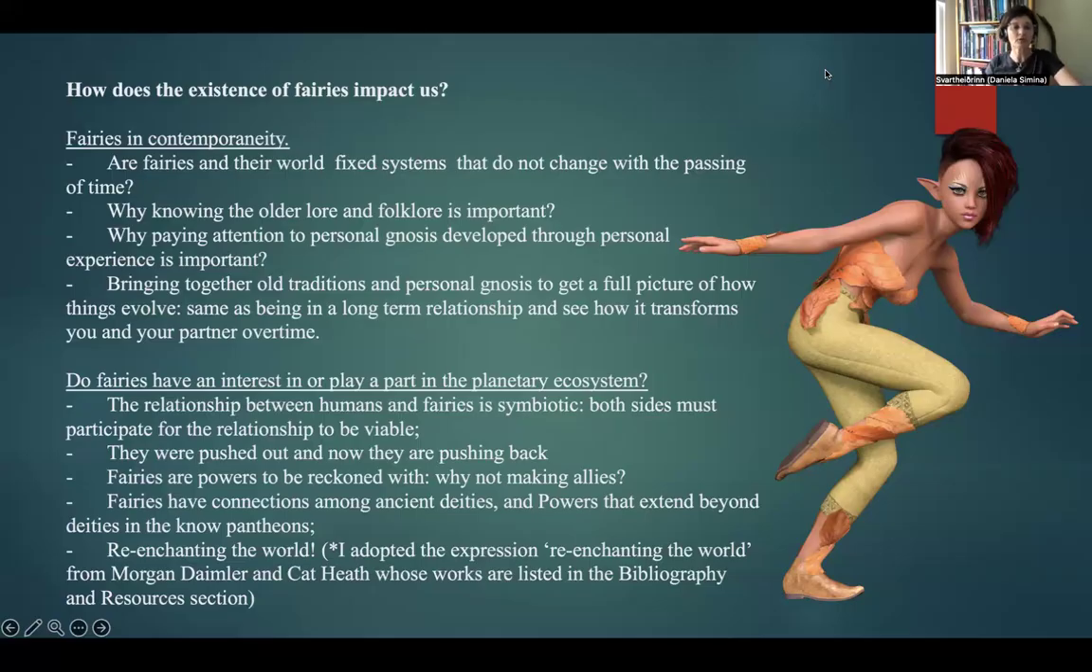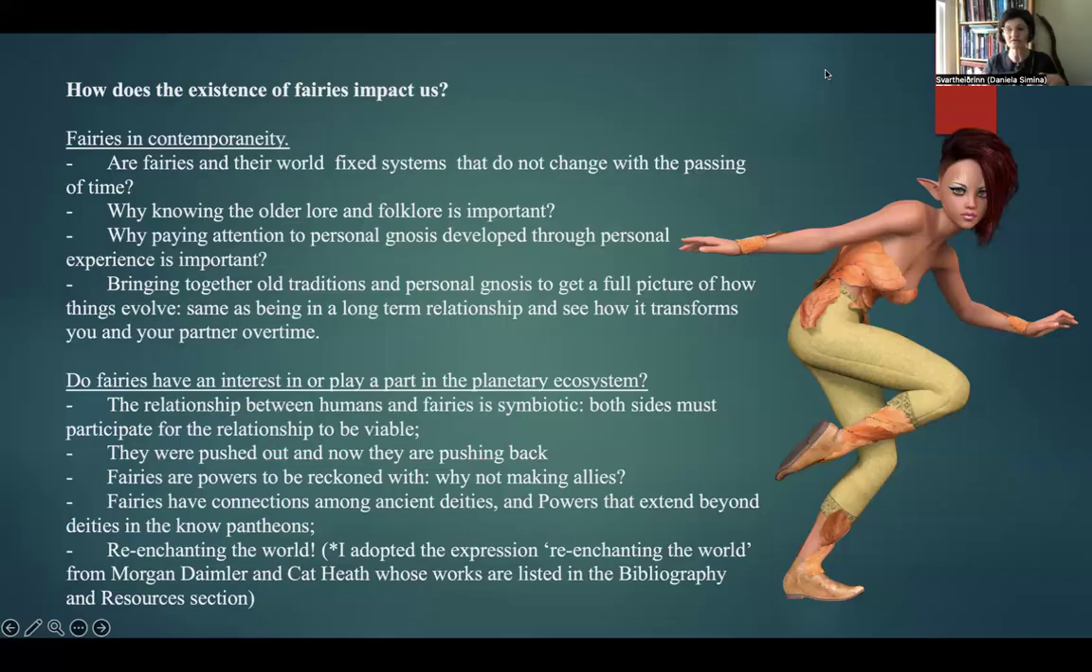So we're paying attention to the past because when we bring together old tradition and personal gnosis, we get the full knowledge that we have today through our own experience with the natural world and what we perceive of the spirit world. This helps us get the full picture of how things evolved.